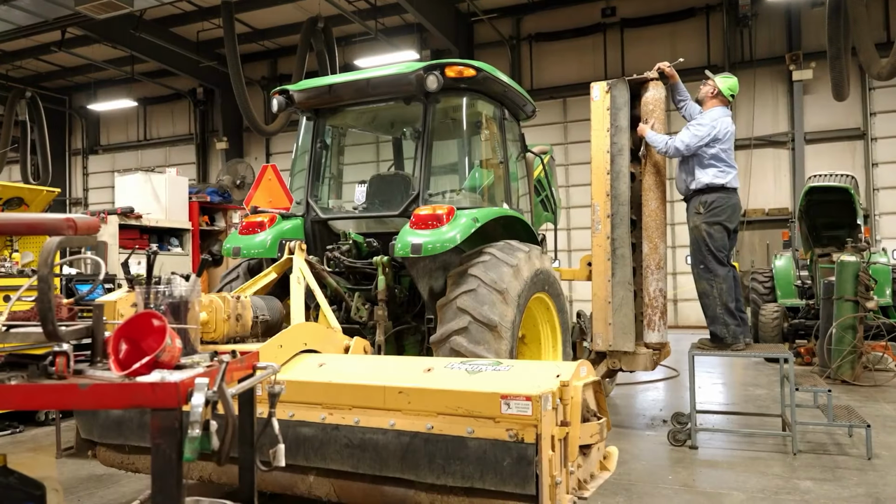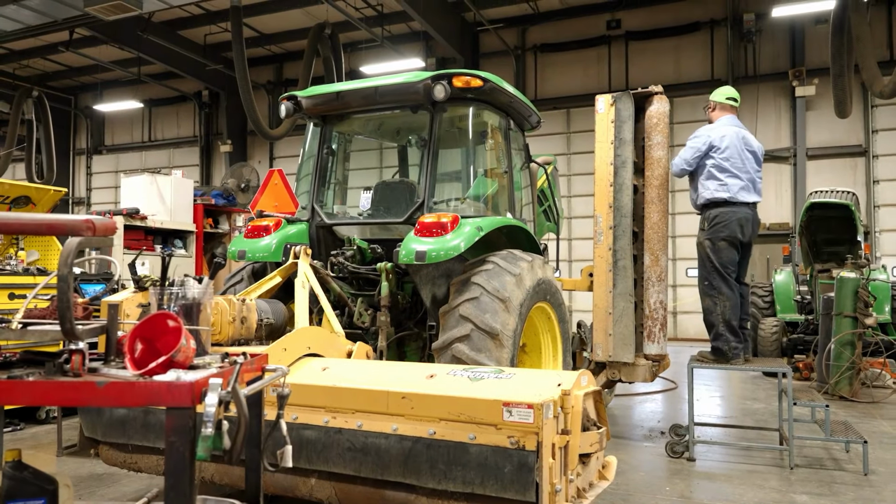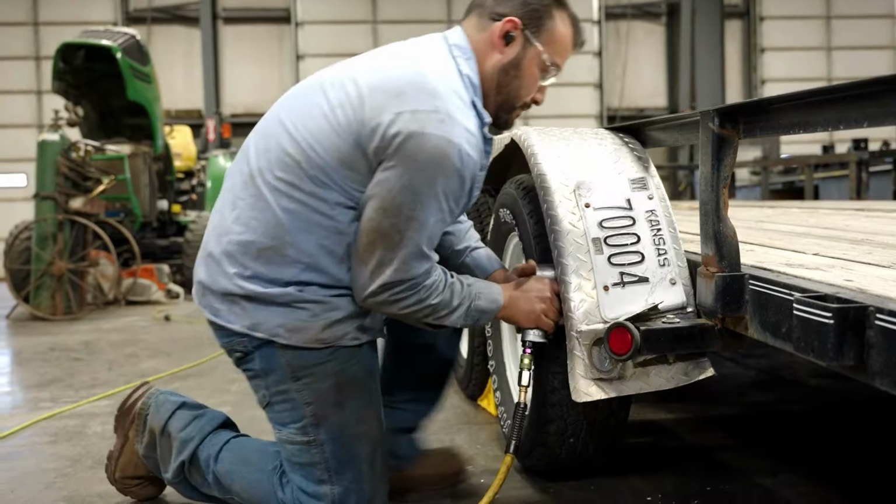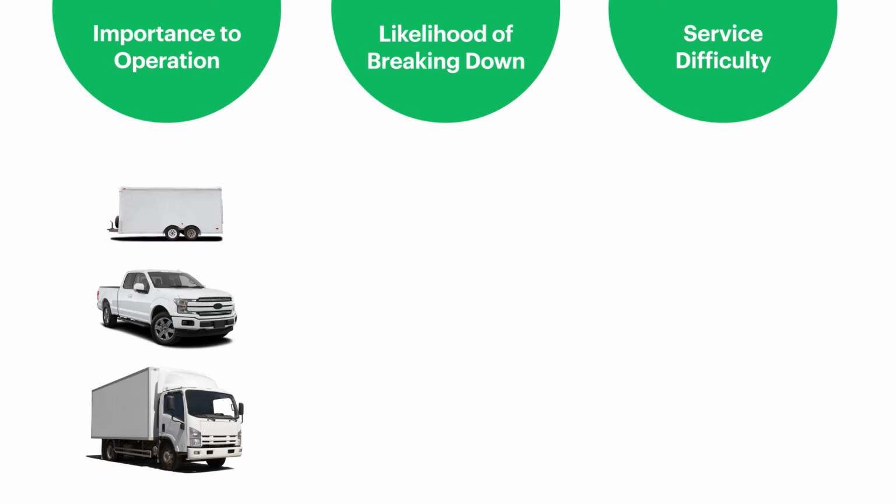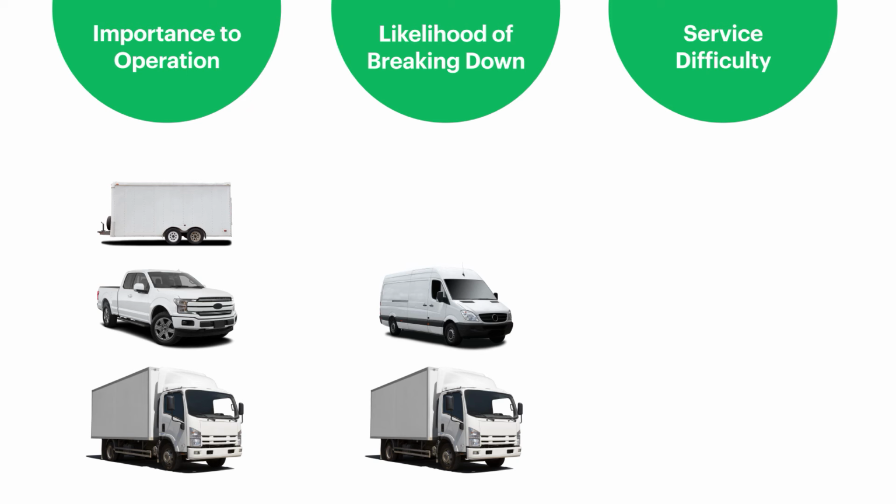Next, categorize assets by priority. Fleets need to prioritize upkeep of mission-critical assets over less vital ones. Divide your assets into groups based on how integral they are to your organization's operations, their probability of breakdown with age, and how hard it is to service them.